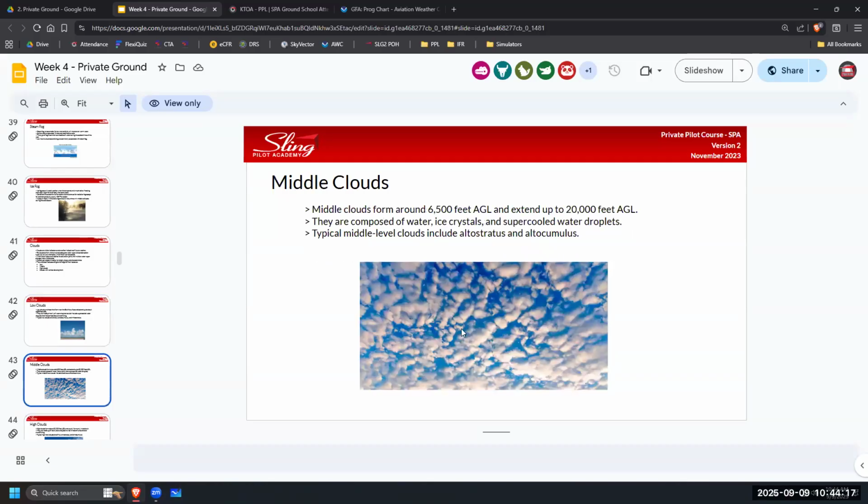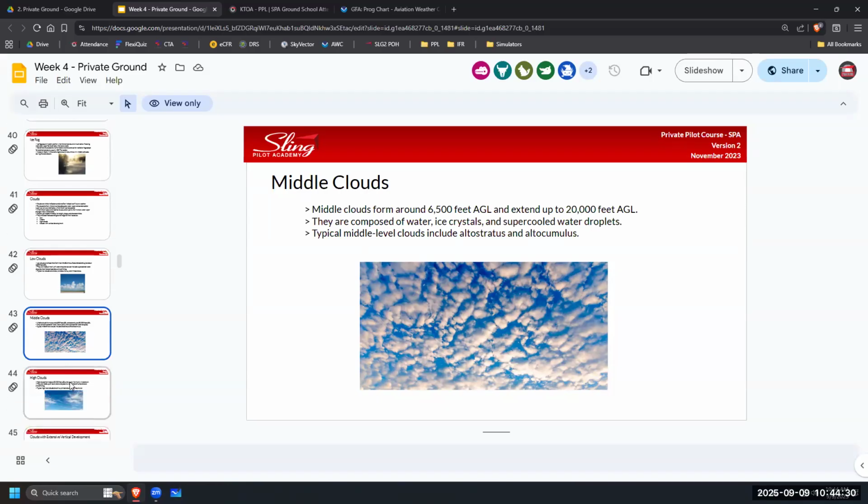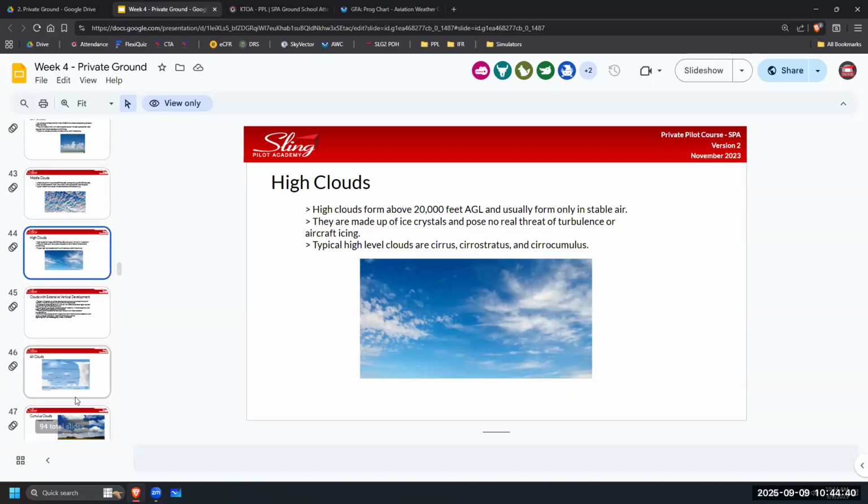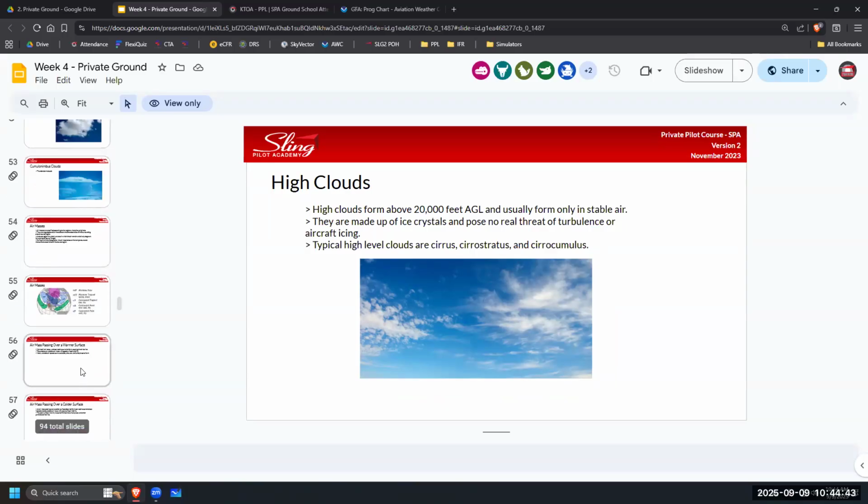Good. Middle clouds are the altostratus and the altocumulus. Alto meaning the middle, same type of clouds, but they're just middle level. It's going to be from 6,500 to 20,000 feet. And then examples of high clouds. Cirrus clouds, good. Cirrus clouds, cirrostratus, and cirrocumulus. Okay. I've got 1 more minute.